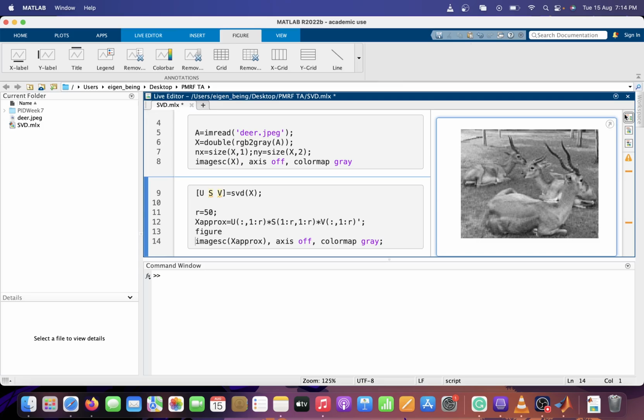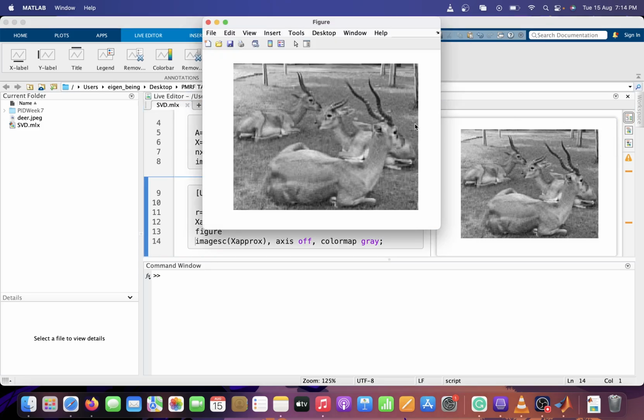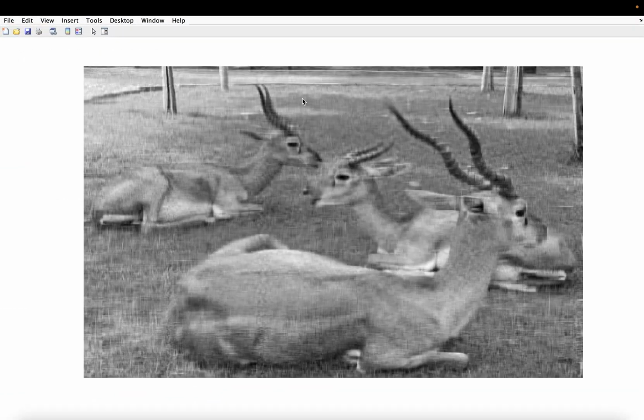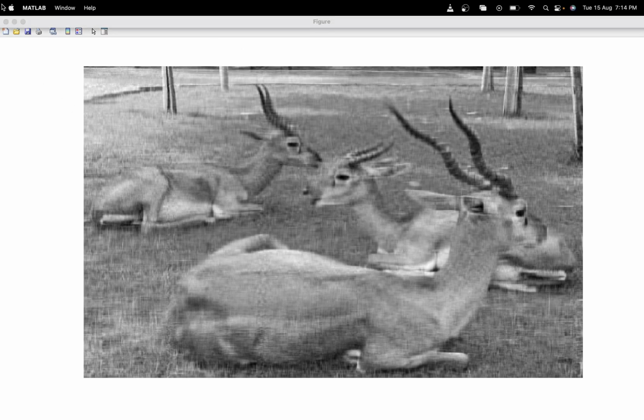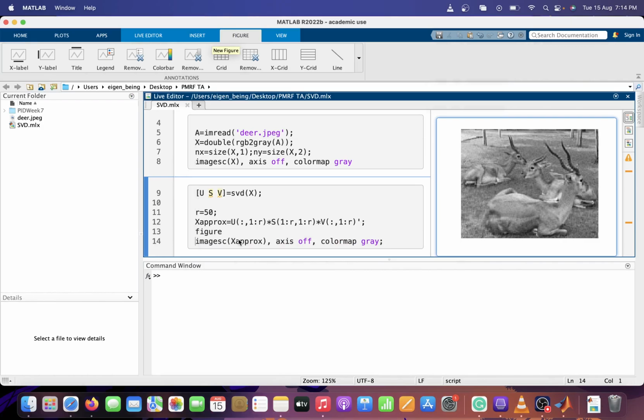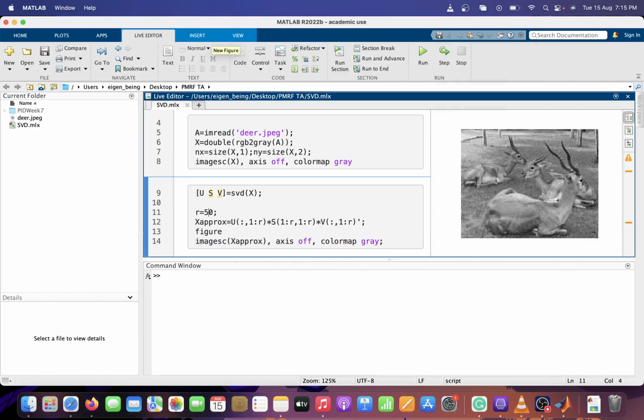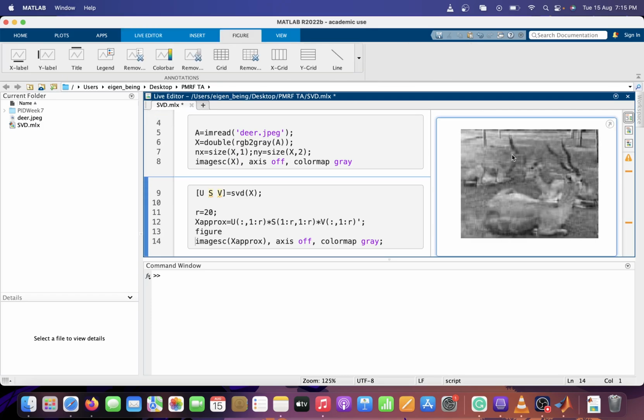If I further reduce to 50, I mean still you can figure out the picture is about a deer, but the quality has gone down very low. Okay. So now if I further reduce to 20, now this is very bad, you can't deal with it.